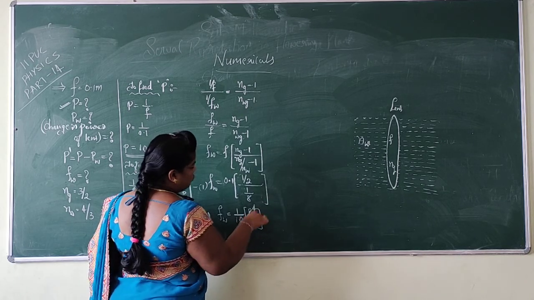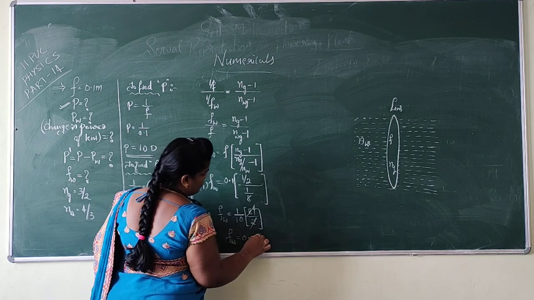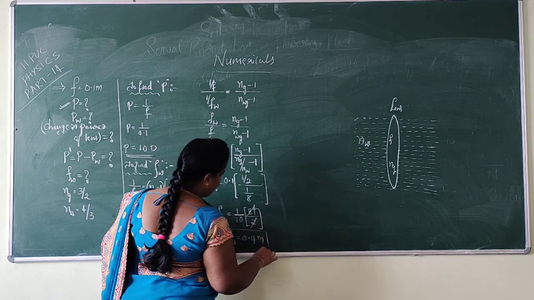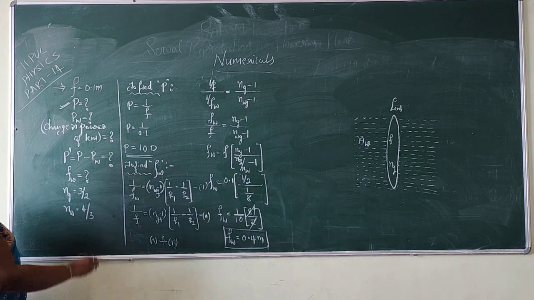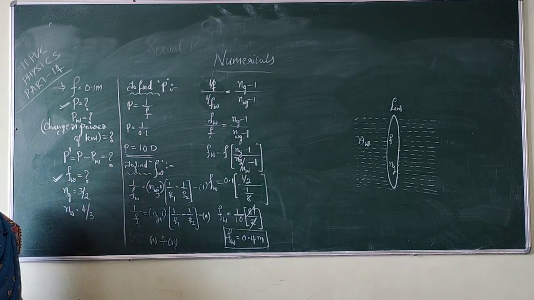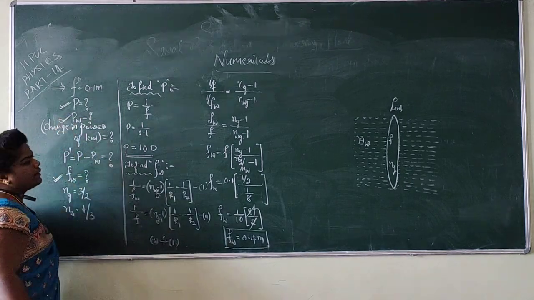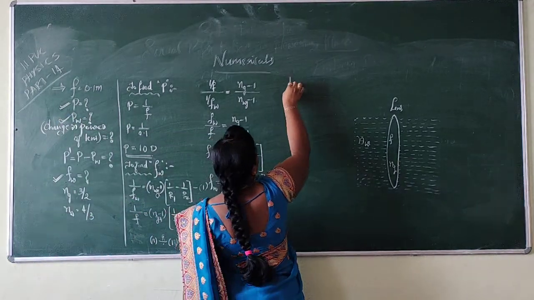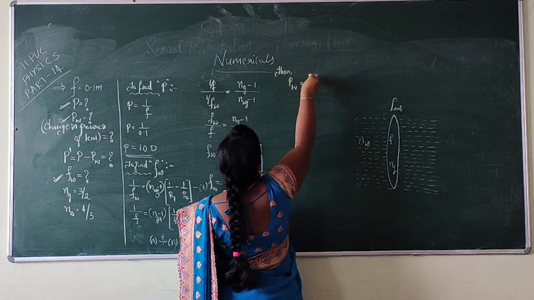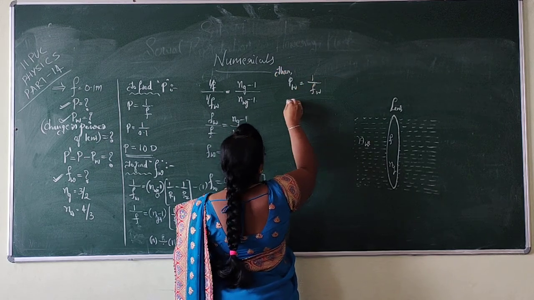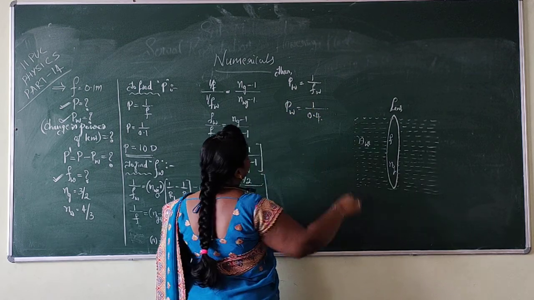2 ones are 2, 2 fours are 4. So 4 by 10 can be written as 0.4. Yes, the focal length of the lens inside the water is 0.4 meter. So we calculated FW. Then let us move for the calculation of PW. What is PW? PW is equal to 1 by FW, which is 1 by 0.4.